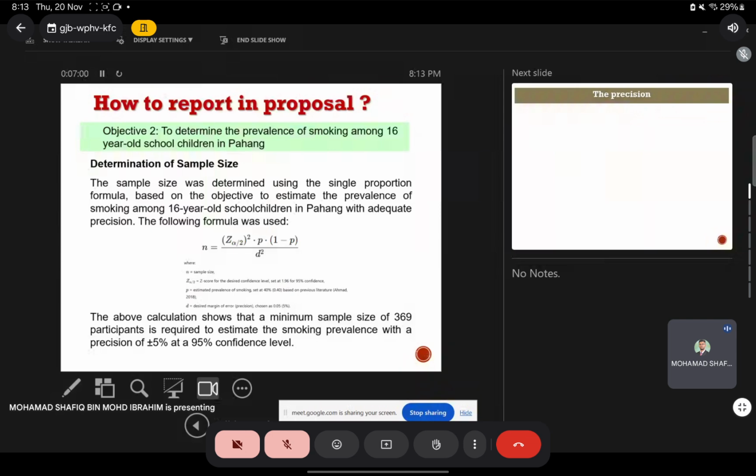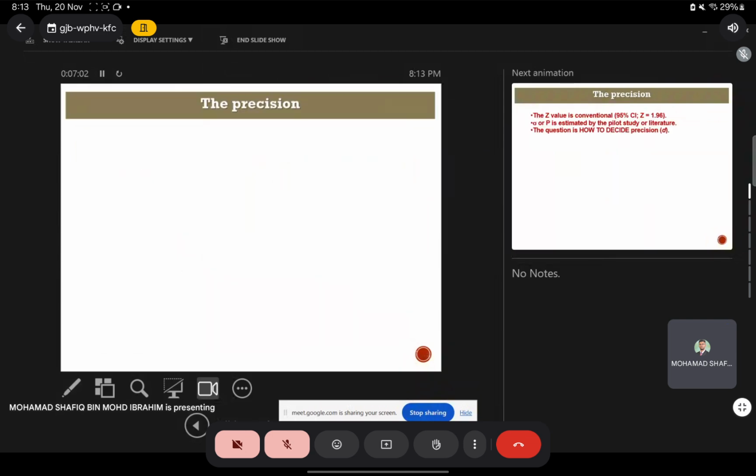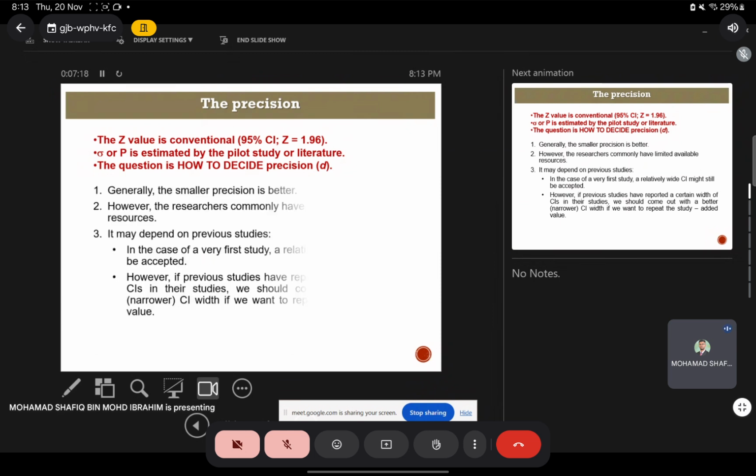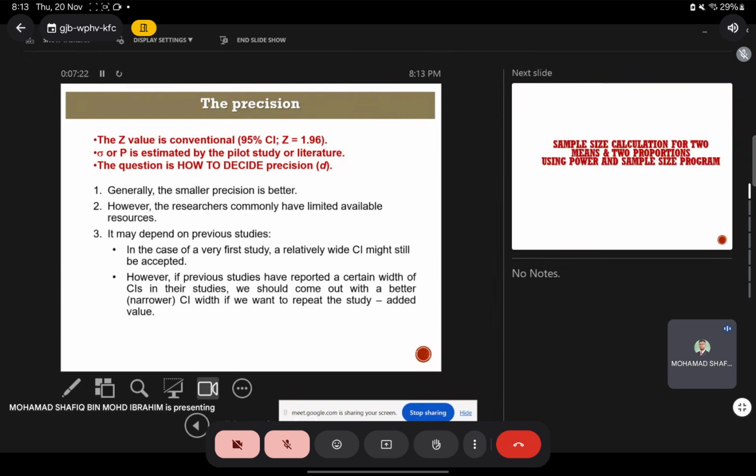So the Z value is conventional for a 95% confidence interval, where Z will be 1.96. Standard deviation or prevalence is estimated by the pilot study, the literature, or a previous study. So how to decide? Generally, the smaller the precision value, the better. However, researchers commonly have limited resources, so it might depend on the previous study.